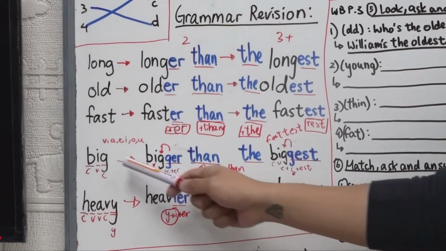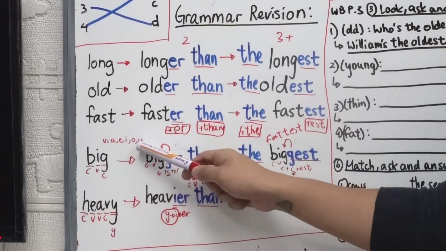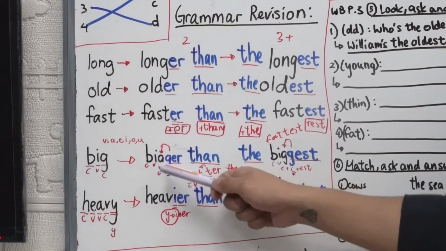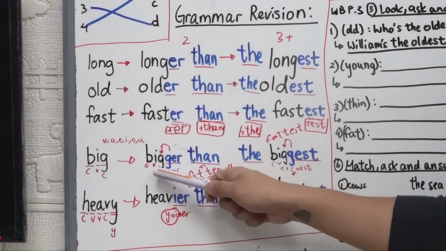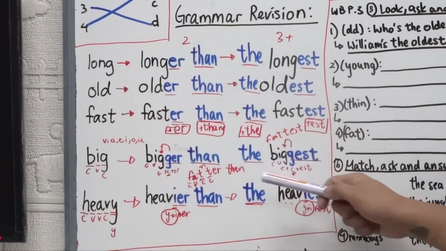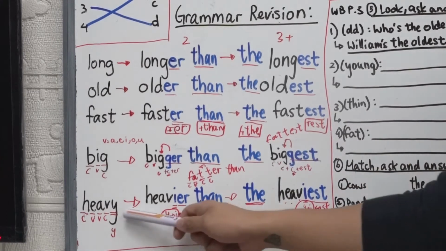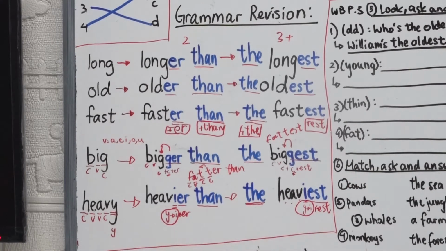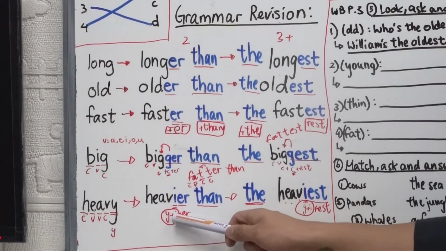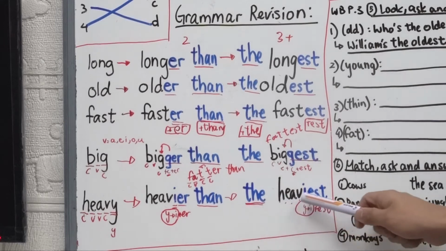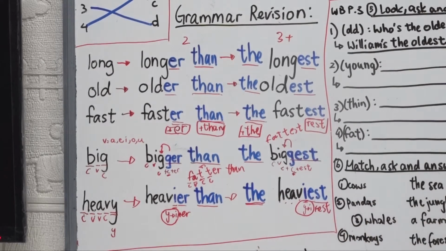And then here we have CVC. A-I-O-U is a vowel, V, and another C. Crystal, keep quiet. We have to put another C, so G. So B-I-G-G-E-R, bigger than. The biggest, B-I-G-G-E-S-T. Ending in Y, we change to I, so I-E-R. Heavier than, the heaviest. Change Y to I.